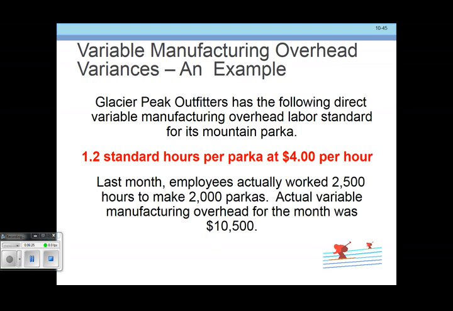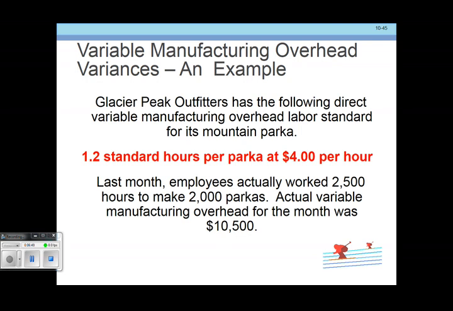Moving on to variable manufacturing overhead. Once you've done this once, whether it's direct materials, direct labor, or manufacturing overhead, price and quantity variances can all be figured out. And so let's see what we've got here. We've got 1.2 standard hours at $4 an hour. They actually worked 2,500 hours to make 2,000 parkas.